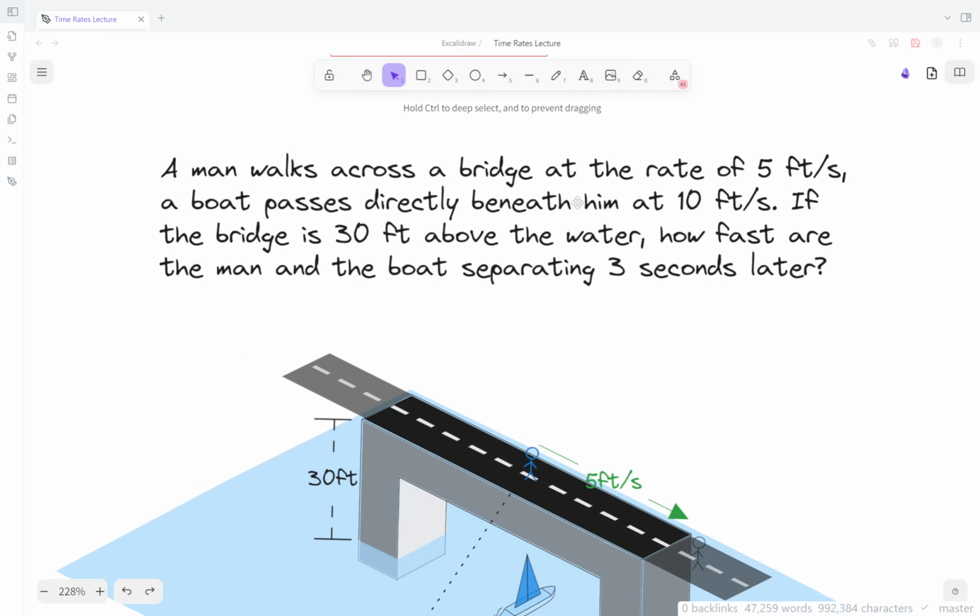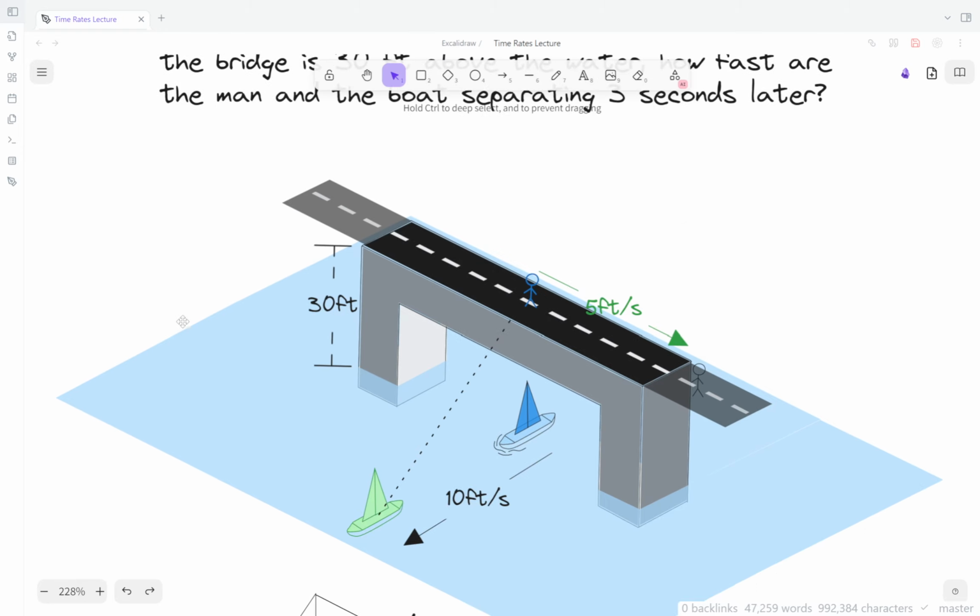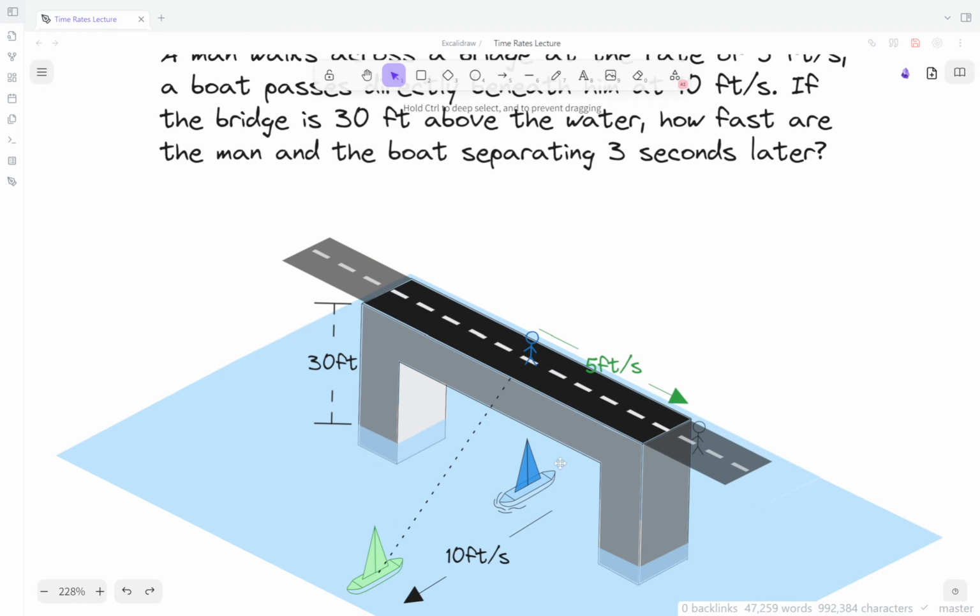So that's the man being described in this problem, and then below the man, at the start, there's a boat directly beneath him that's going at the pace of 10 feet per second. Again, the direction was not specified, so we're just going to assume that the direction is perpendicular to the direction of the man. That's the most likely scenario when you have a boat under the bridge. Well, not usually, but let's assume that for simplicity. So they are moving perpendicular to each other.